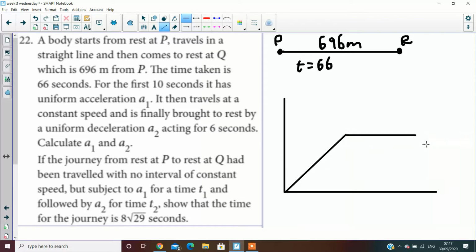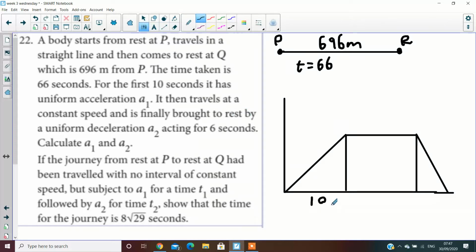The tail end is steeper because you get brought to deceleration quicker. Okay, and there we go. Now, 10 seconds, 6 seconds. That tells us the middle section as well, doesn't it? Middle section is going to be, anybody? 50. All right, that's easy money all day long.